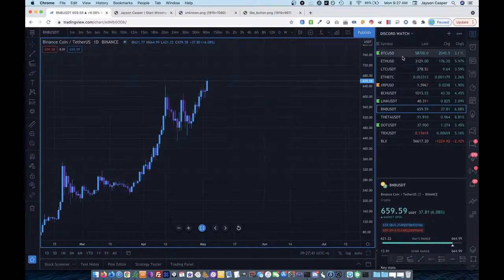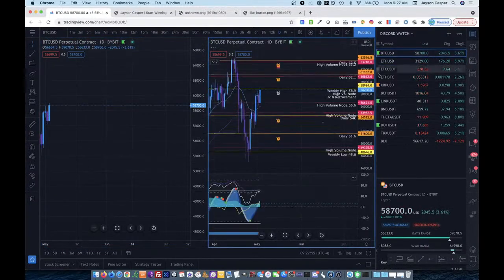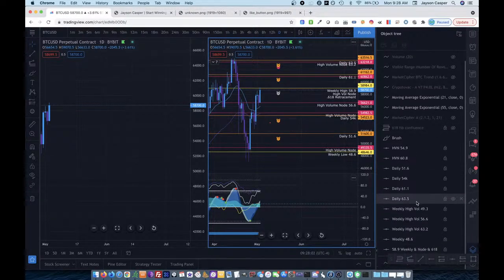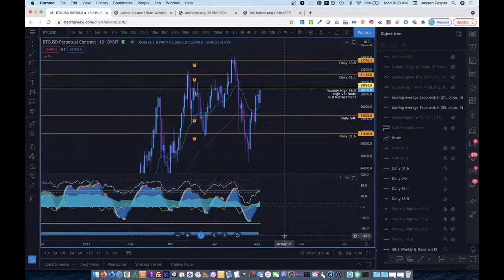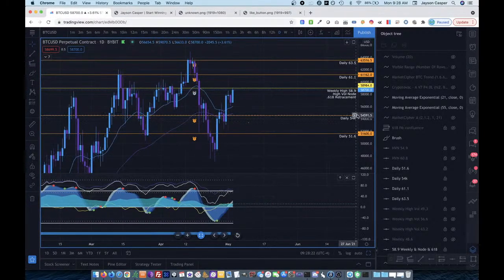Okay, so let's talk about Bitcoin. Let's talk about Ethereum. So for Bitcoin, basically what I'm looking at is, well, here, let me turn off some of these lines here. I'm going to turn off a lot of these levels and just work with a few of them. Yeah, so really, as far as Bitcoin goes, here's what I'm looking at.